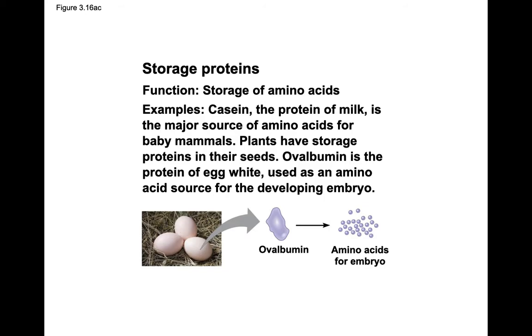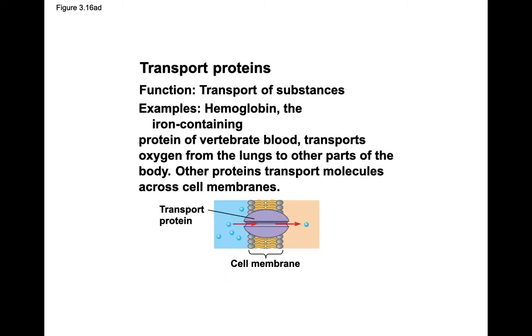Storage proteins are really important for a variety of reasons, especially when it comes to the development of embryos. So if you crack open an egg, the egg white, which is known as ovalbumin, is not only a delicious food source that can make things like meringues, but actually when it comes to the chicken developing in the egg, those amino acids are really important for that embryo to develop and obtain energy from.